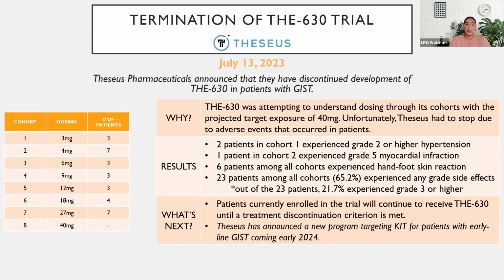On the left, you'll notice a table with different cohorts, dosing, and how many patients were enrolled in each. As you can see, cohort 8, they never were able to get to, as that was the projected dose target, but they had to stop while they were in cohort 7. Of course, the question of what happens to the patients enrolled who were responding great to the drug and what's next with Theseus comes up. So patients currently enrolled in the trial will continue to receive the drug until a treatment discontinuation criteria is met. So if a patient has disease progression or other adverse events, that's when they will stop.